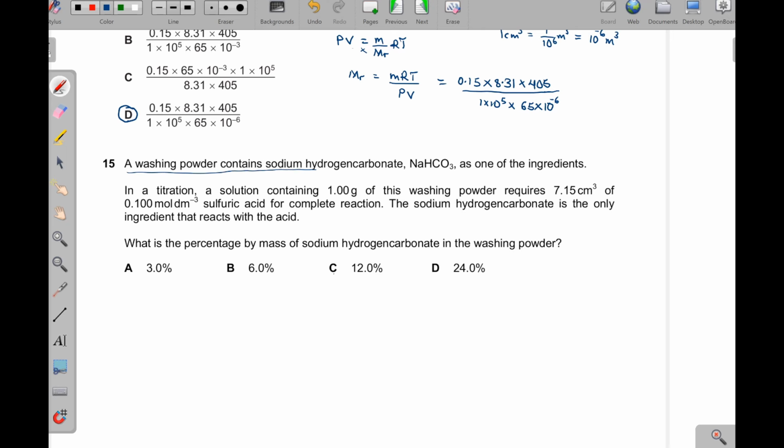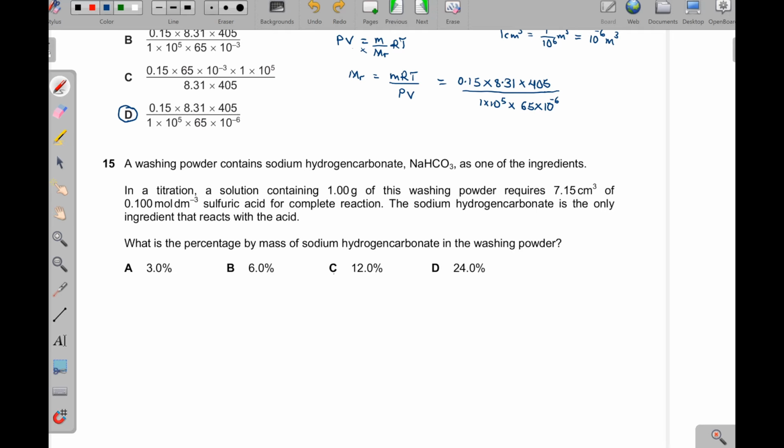A washing powder contains sodium hydrogen carbonate as one of the ingredients. In a titration, a solution containing 1 gram of this washing powder requires 7.15 cubic centimeters of 0.1 molar sulfuric acid for complete reaction. So sulfuric acid here happens to be the standard solution. It has the known concentration here, and also this volume here. The sodium hydrogen carbonate is the only ingredient that reacts with the acid. And then they want us to calculate the percentage by mass of sodium hydrogen carbonate in the washing powder.